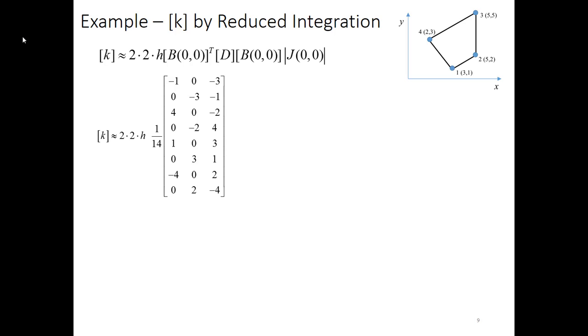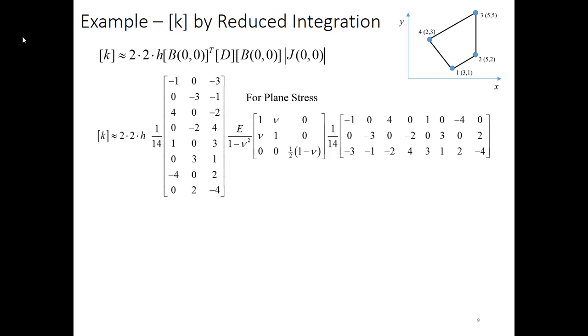Then the B matrix evaluated at 0, 0 transpose that I just found. Then let's assume plane stress for right now. That's what my D matrix looks like for plane stress. And then I've got my B matrix again, not transpose this time. And finally, I have the determinant of my Jacobian. Let's multiply these terms out.